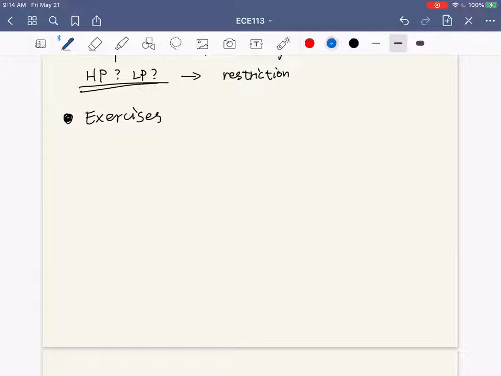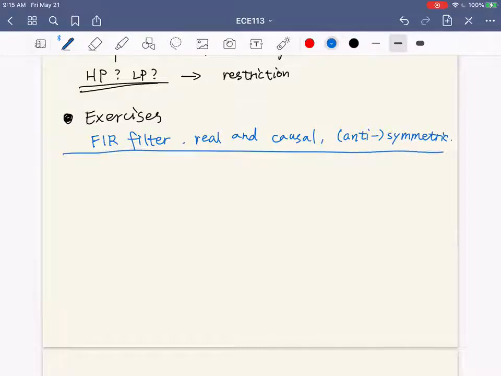So let me write down the question. Now we have an FIR filter, and we know that it is real and causal. Okay? And we know that it is anti-symmetric or symmetric. We don't know which one it is, but it belongs to these two categories. All right. So what can we know given only this line of information? Any guess? Any conclusion? Phase.